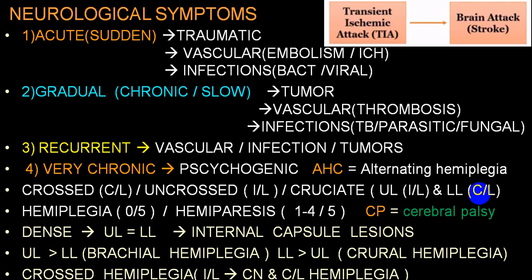Now if we get damage in the brainstem, either in the midbrain, pons, or upper part of the medulla, we'll have ipsilateral lower motor neuron cranial nerve palsy and opposite side hemiplegia, which we call crossed hemiplegia. That means ipsilateral lower motor neuron cranial nerve palsy with opposite side hemiplegia.